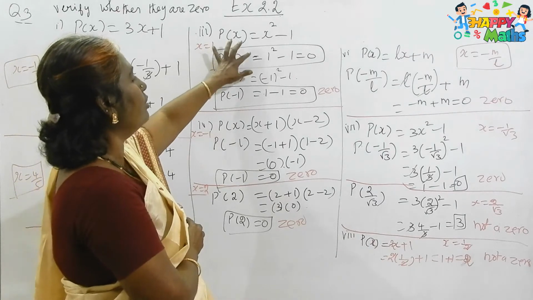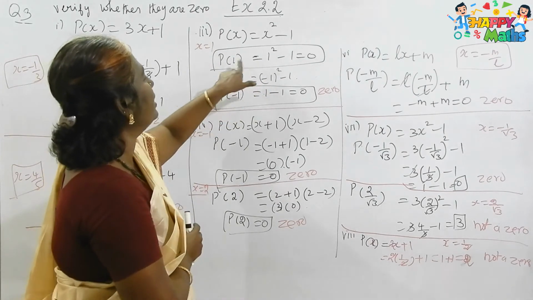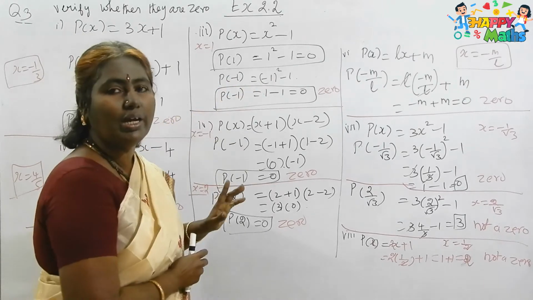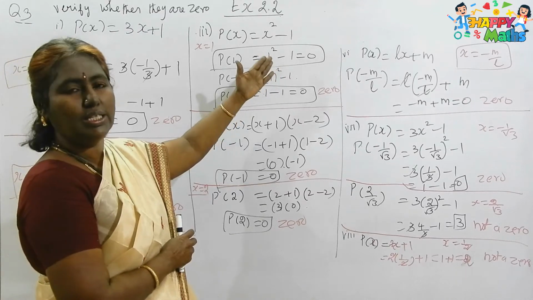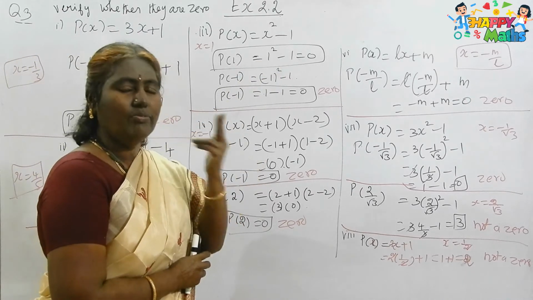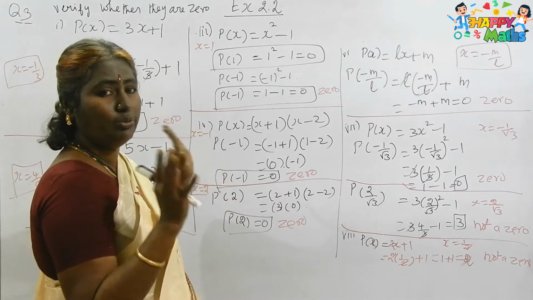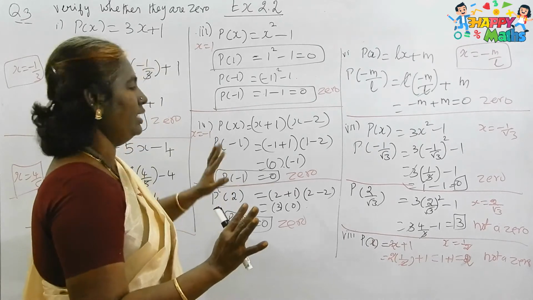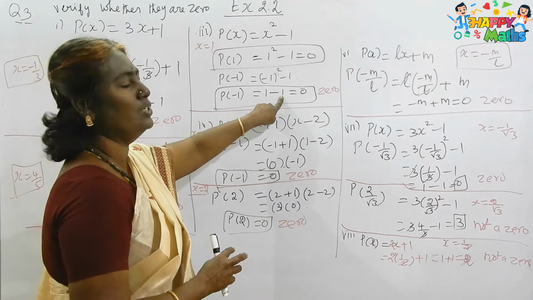The same way here also we have substituted: 1 square minus 1. Even if it is plus 1, it is 0. Even if it is minus 1, it is also 0. Why? Because minus 1 with the even power: minus 1 into minus 1, same sign. In the integer video, I told you very clearly, when you multiply the same sign numbers, you will get plus only. So minus 1 into minus 1 is plus, so 1 minus 1 is 0.